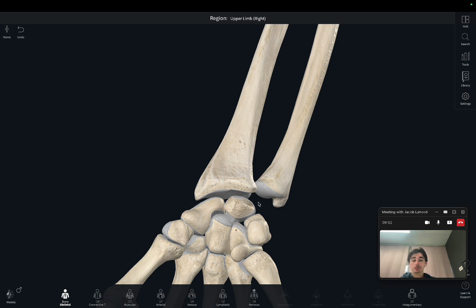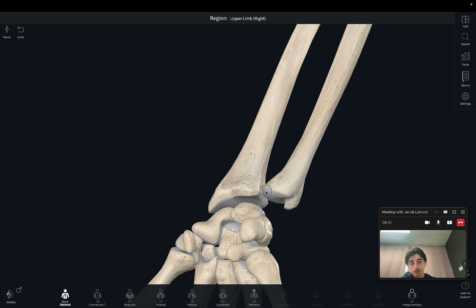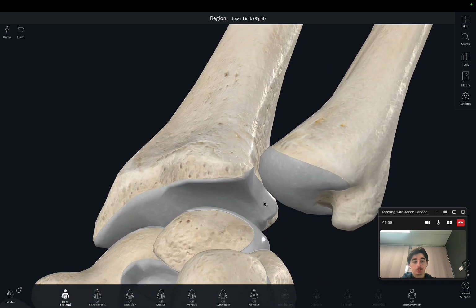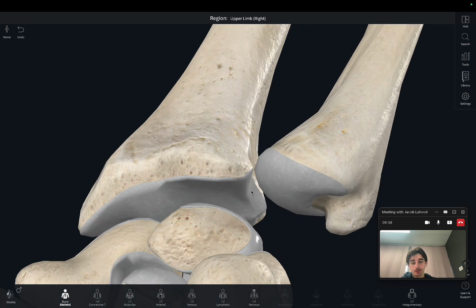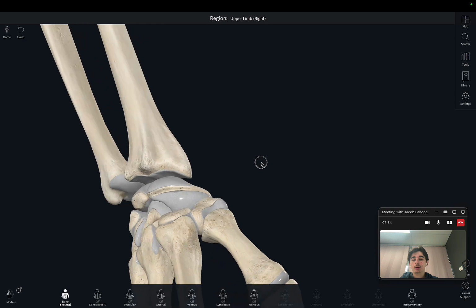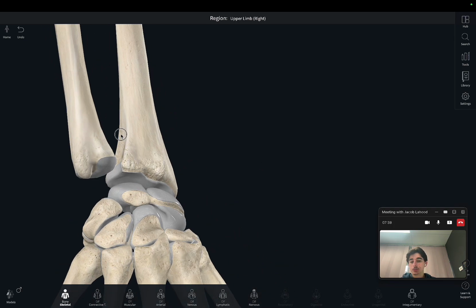Despite the ulna not actually making any contact with the carpals directly, it still plays a big role in muscle attachment and wrist stability. If we look closely, we can also see the distal radioulnar joint, where the head of the ulna articulates with the ulnar notch of the radius right here. Now, another important anatomical feature of the radius and the ulna are the styloid processes here. What these help are muscle attachment as well as ligament attachment and help increase joint congruency.